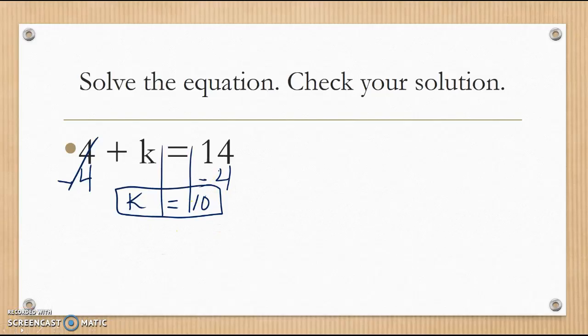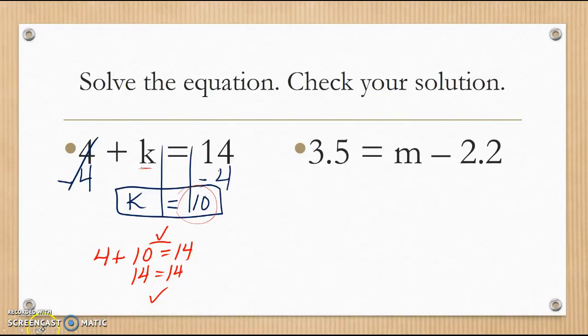But to make sure that's right, we need to plug it back in for our check step. So our check step includes rewriting the equation, but instead of that k, we're going to plug in the value we found for k. So 4 plus, we said k is 10, is equal to 14. So 4 plus 10 is 14. So since 14 equals 14, we know we are correct. So let's go ahead and try the second one.